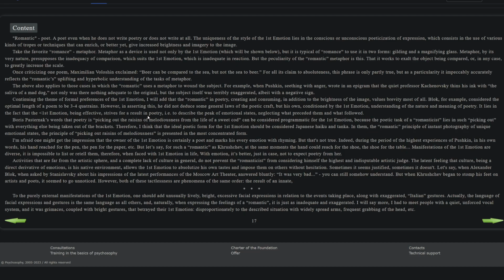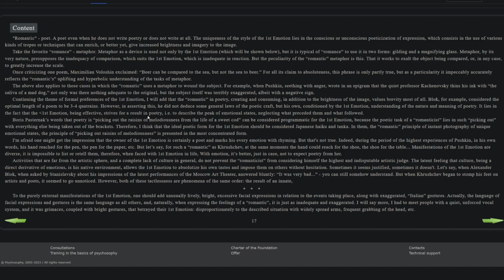Boris Pasternak's words that poetry is picking out the raisins of melodiousness from the life of a sweet bun can be considered programmatic for the first emotion, because the poetic task of a romanticist lies in such picking out, with everything else being taken out of the brackets. Therefore, I think that the ideal poetic form for the first emotion should be considered Japanese haiku and tanka. In them, the romantic principle of instant photography of unique emotional states, the principle of picking out raisins of melodiousness, is presented in the most concentrated form. Okay, that's pretty illustrative.